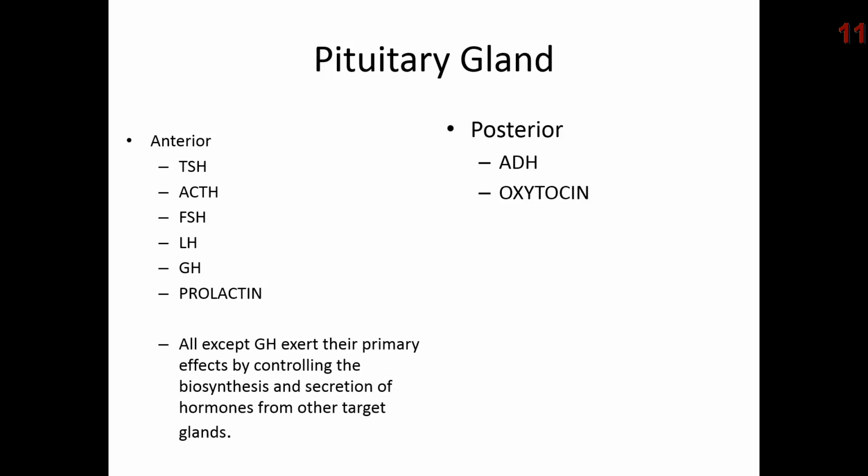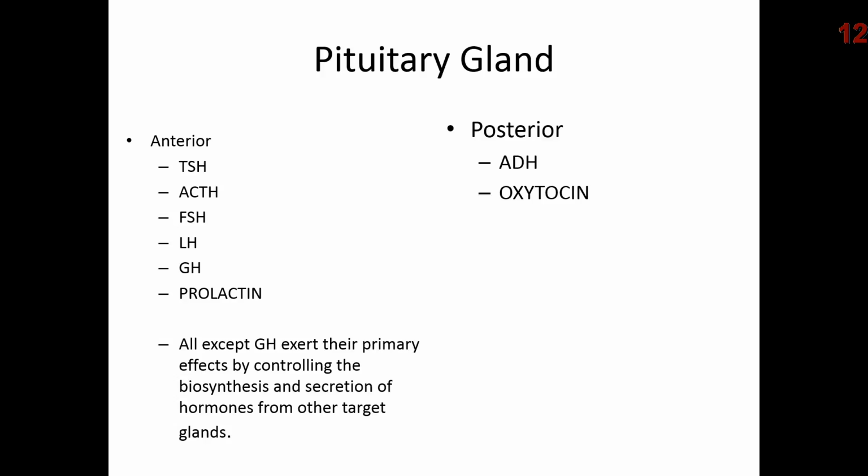As we move on to the pituitary gland itself, you have the anterior and the posterior. In the anterior pituitary gland, you have the thyroid stimulating hormone, adrenocorticotropic hormone, follicle stimulating hormone, luteinizing hormone, growth hormone, and prolactin. Whereas in the posterior, you're only dealing with two hormones, your antidiuretic hormone and your oxytocin. We've already covered the renal section where we talked about antidiuretic hormone and the diseases associated with that, such as diabetes insipidus and SIADH.